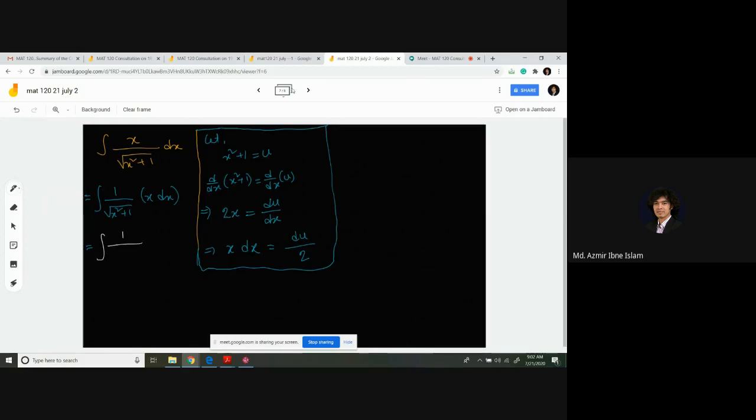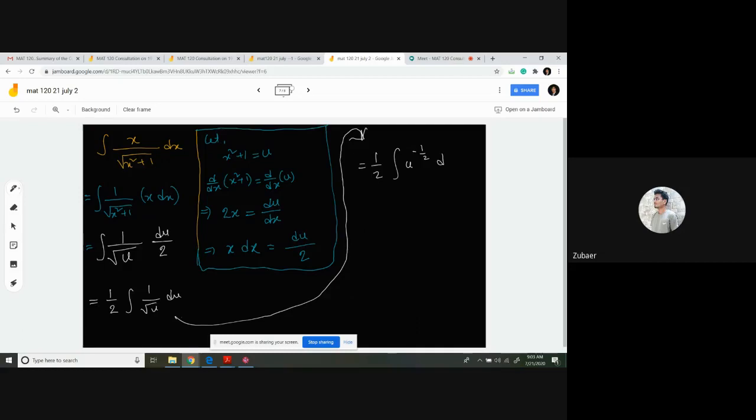So let's come from here. The square root of x squared plus 1 will be the square root of u. Clear? Yes, sir. And x dx is found to be du over 2. Since 1 over 2 is a constant, we can bring it before the integral. So here we have root u, and from this part we can write 1 over 2 directly. The reciprocal will be u to the power negative 1 by 2. Clear? Yes, sir.